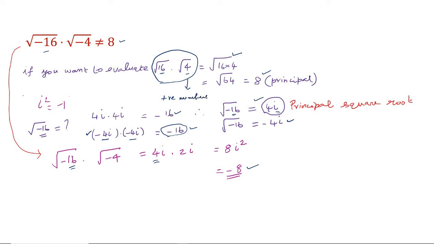If both of them are negative, instead of 16 if you have minus 16, instead of 4 if you have minus 4, then this rule is not applicable. So you have to evaluate them singly and then multiply. Finally you simplify, and you get the answer as minus 8. Understood? Thank you.